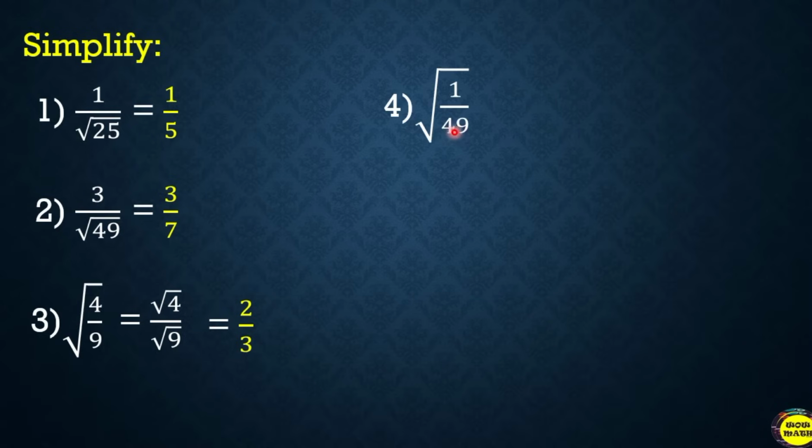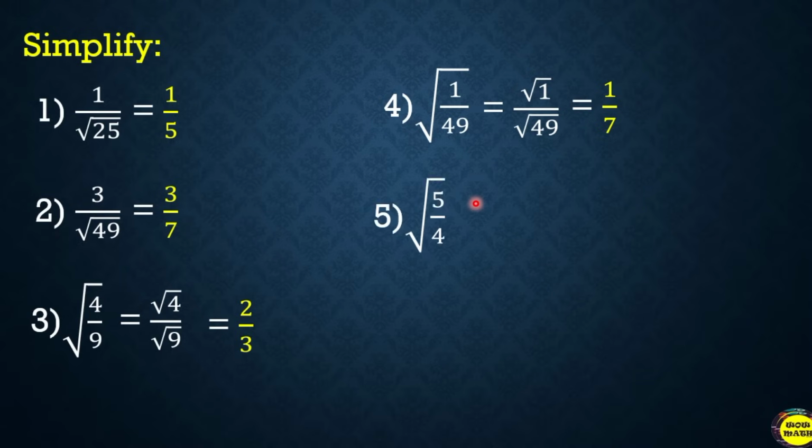Next, square root of 1 over 49. So that is square root of 1 over square root of 49. Ang dalawang ito ay perfect squared. So therefore that is 1 over 7. So parang ano pa lang to class ha. Nag-uumpisa pa lang tayo. So wala pa tayong na-encounter na number sa denominator na hindi perfect squared.